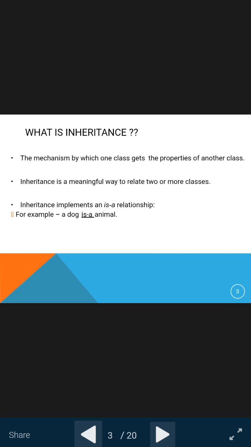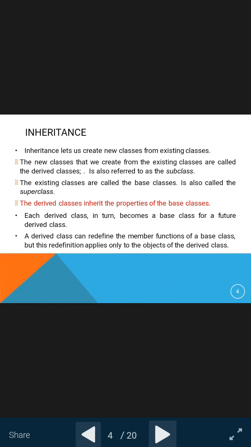Inheritance is a meaningful way to relate two or more classes. It is used to establish a relationship between two or more classes. Inheritance implements an "is-a" relationship. For example, a dog is an animal, a mango is a fruit. That means it implements the is-a relationship. So this is inheritance.